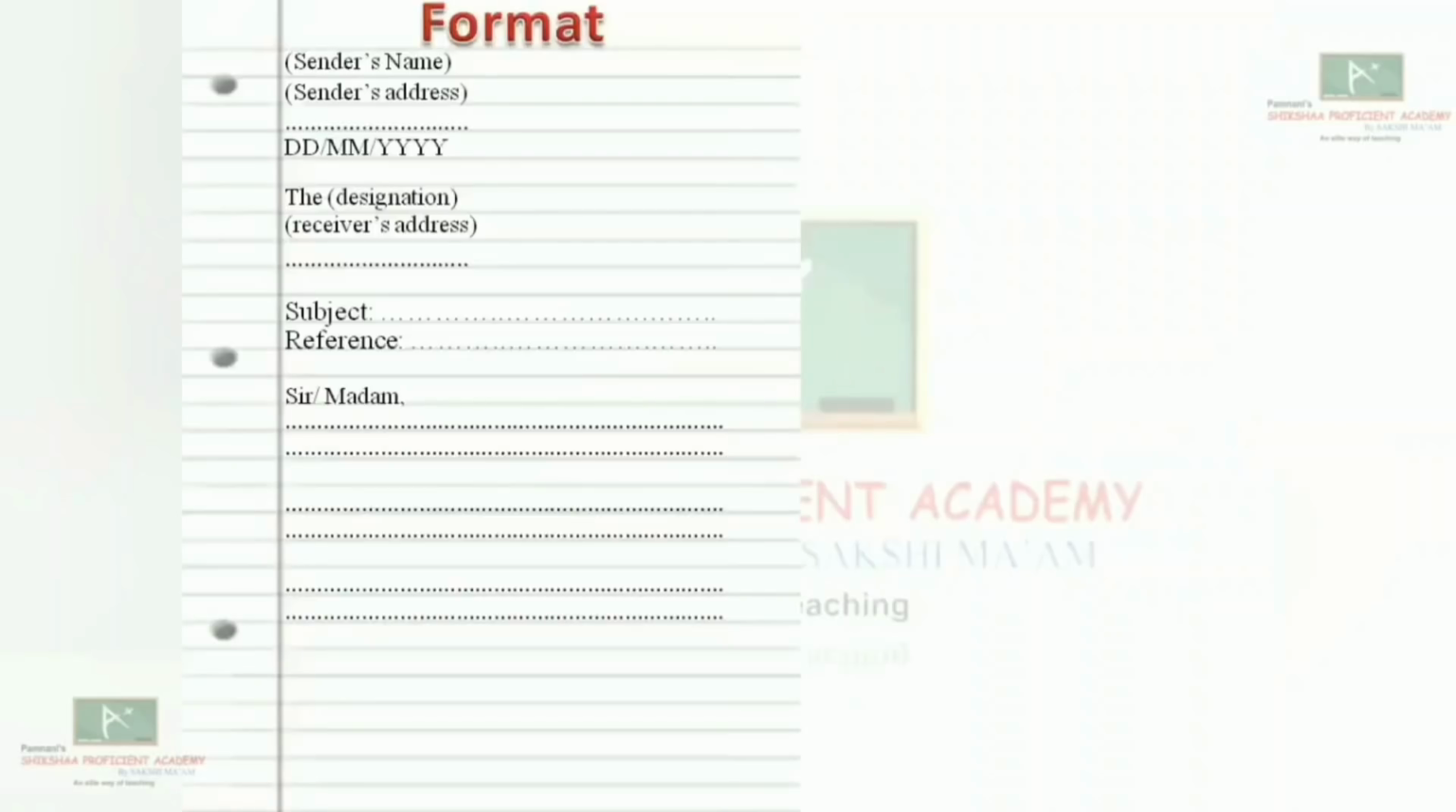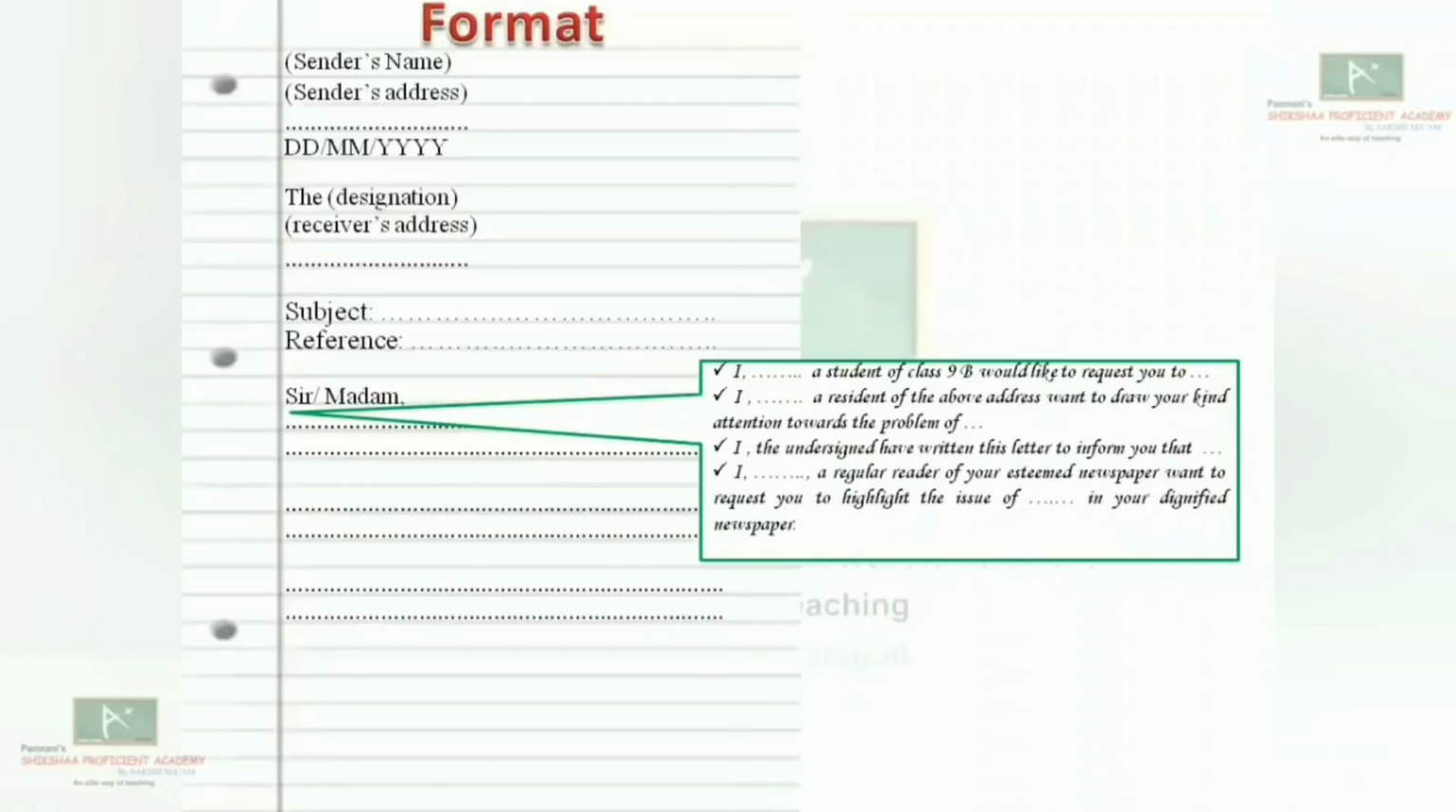Again, you may use some beginnings like: I, dash, a student of 9th B, would like to request you to. I, a resident of the above address, want to draw your kind attention towards the problem of. I, the undersigned, have written this letter to inform you that. I, a regular reader of your esteemed newspaper, want to request you to highlight the issue of dash in your dignified newspaper.